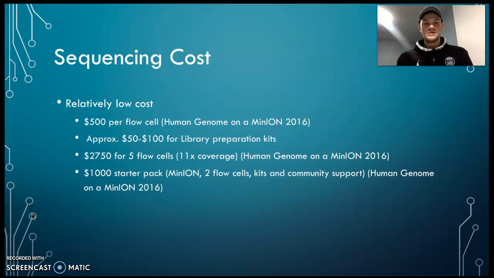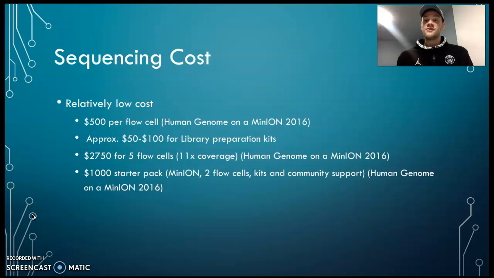Their best deal is the $1,000 starter pack, which is for the MinION device, which is their smallest sequencing device. So it comes with the device itself, two flow cells, the library preparation kits, which run approximately $50 to $100 per kit, and then access to the community forums. So you can get questions answered by professionals from Oxford Nanopore, raise concerns, talk with other people who use the technology, and bounce ideas off of each other.